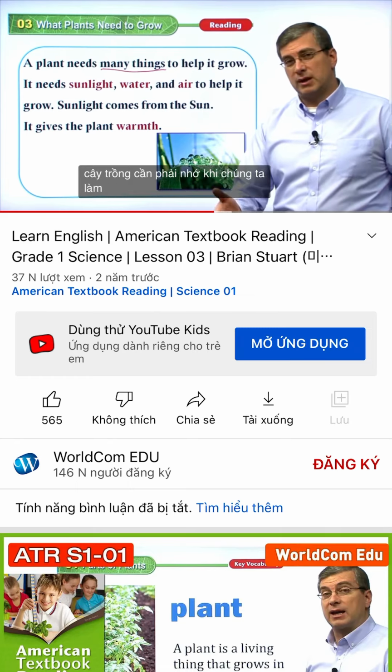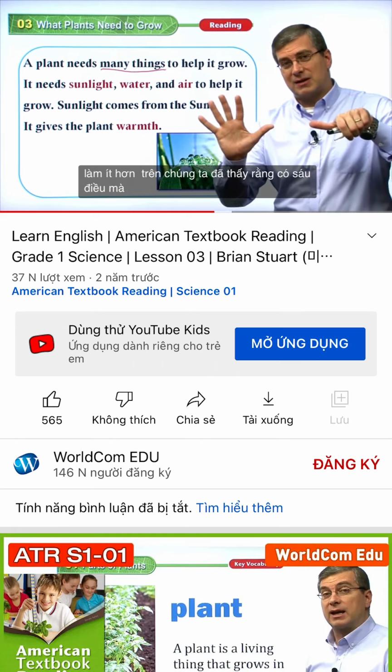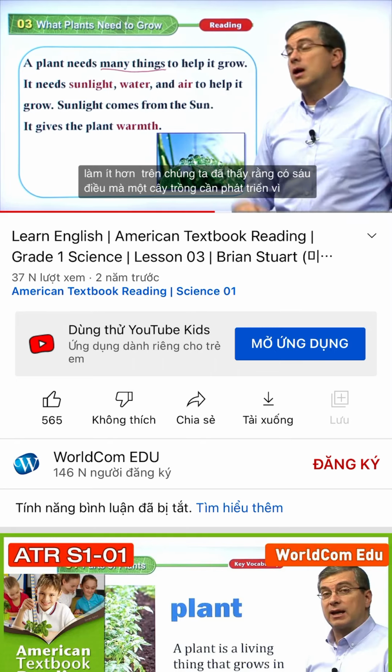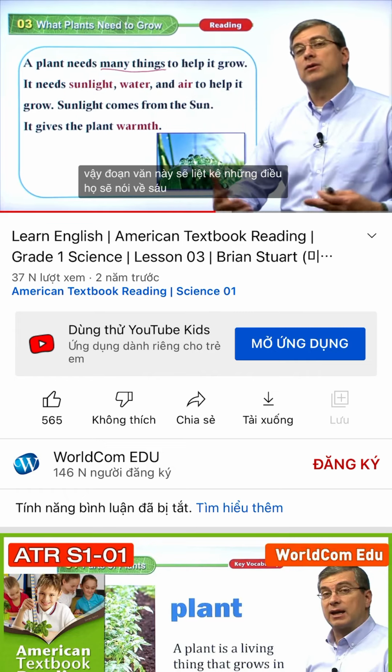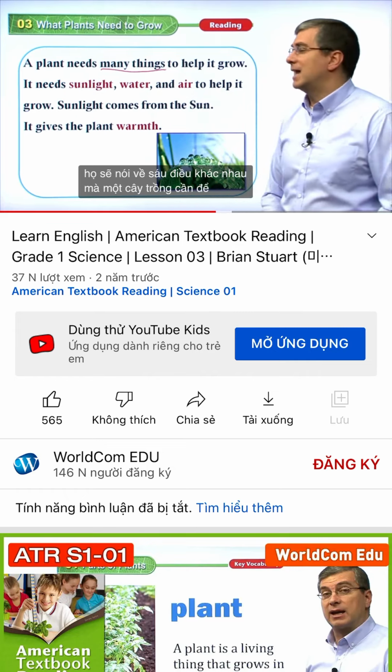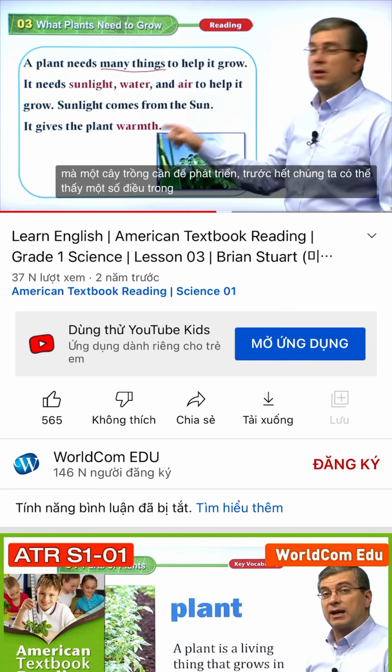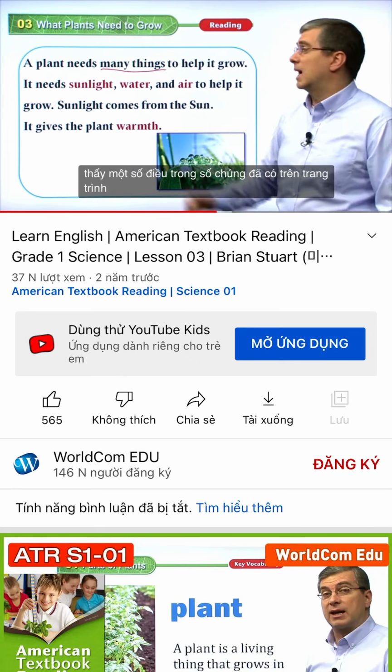Remember when we did the lesson, we saw that there were 6 things that a plant needs to grow. So this passage will list those things. They'll talk about those 6 different things that a plant needs to grow. We can see several of them already on this first slide.